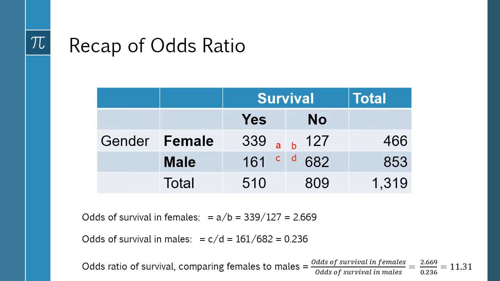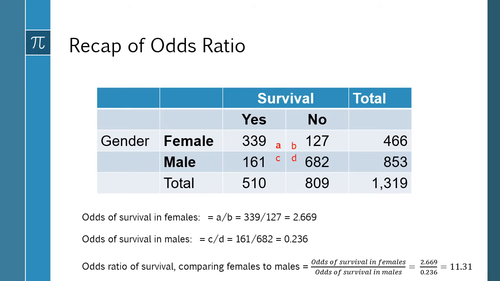So to interpret this result, you might say the odds ratio of survival comparing females to males is 11.31. Or you can say the odds of survival among females are 11.31 times the odds of survival among males. Okay, so again, typical stuff, what you used to do in EPI.